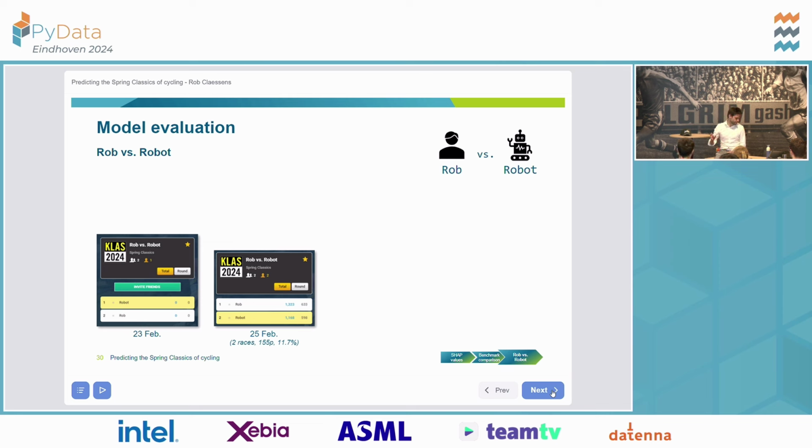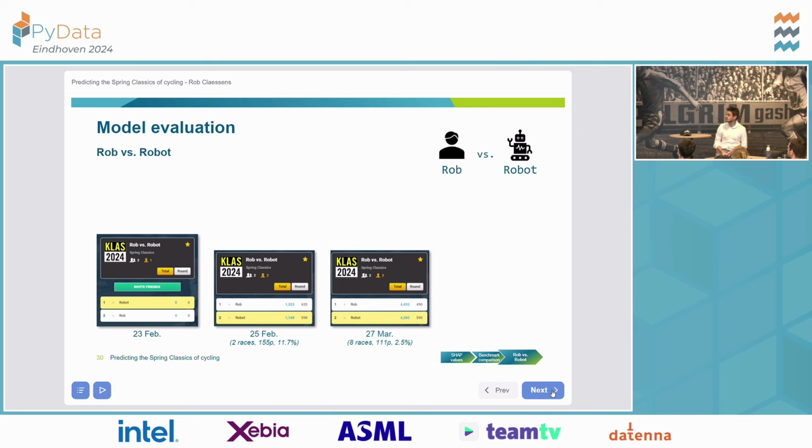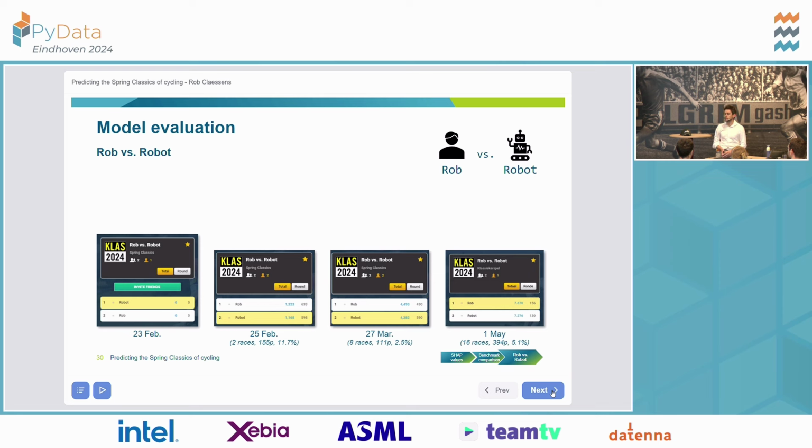And then, of course, after 3 races, I used my fine-tuned model. Let's see what that does to the standings. So at this point, after half of the races, my robot was actually able to catch up quite a bit. So now the difference is only 2.5%. And then the end score, you see that the robot wasn't able to fully catch up. So it actually lagged behind a bit more at the end, with a difference of 5%.